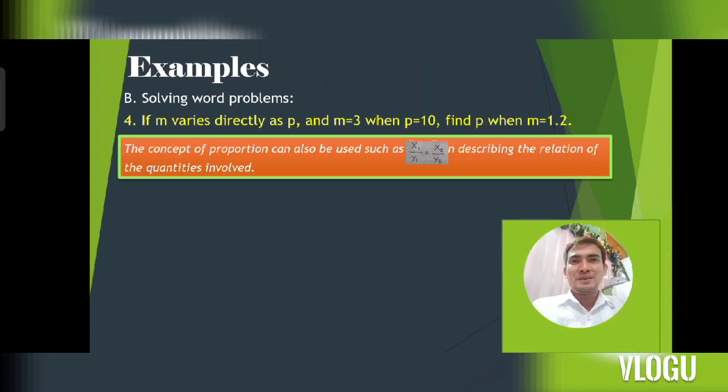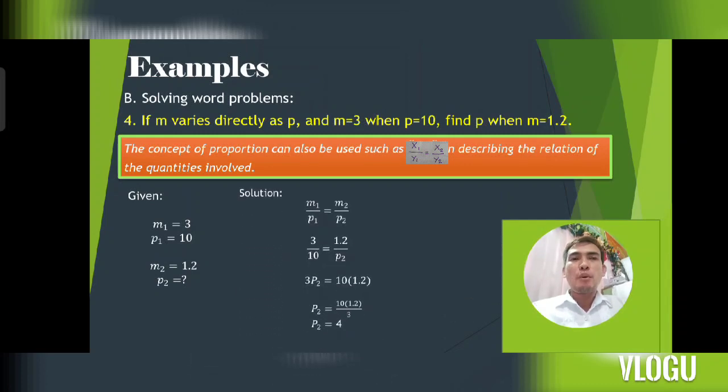Alright. So from the given, of course, our m sub 1 is equal to 3 and p sub 1 is equal to 10 and m sub 2 is equal to 1.2 and we are looking for the p sub 2. To solve, you would have therefore m sub 1 over p sub 1 is equal to m sub 2 over p sub 2. So, by substituting, you would have 3 over 10 is equal to 1.2 over p sub 2 since we're looking for p sub 2.